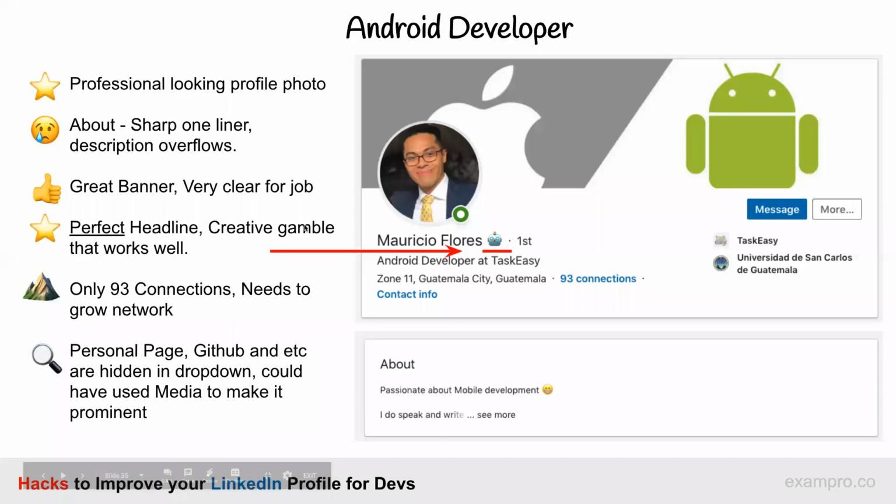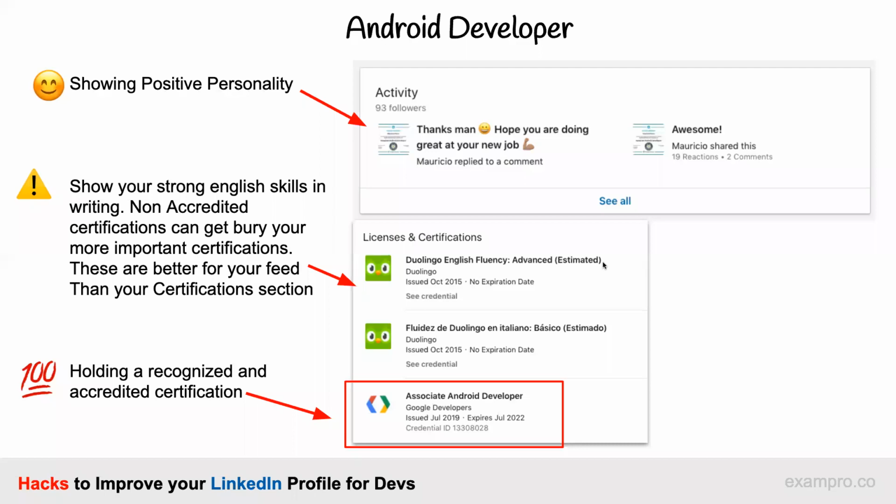So, that looks good. But again, I can't see his GitHub page, his personal page and stuff. And it is in the drop down, but not everyone's going to go digging. He has an activity feed. Everything that's on there looks really good and positive.